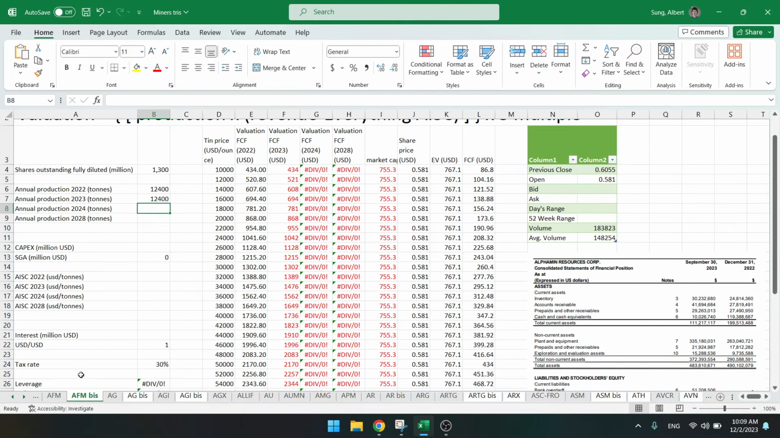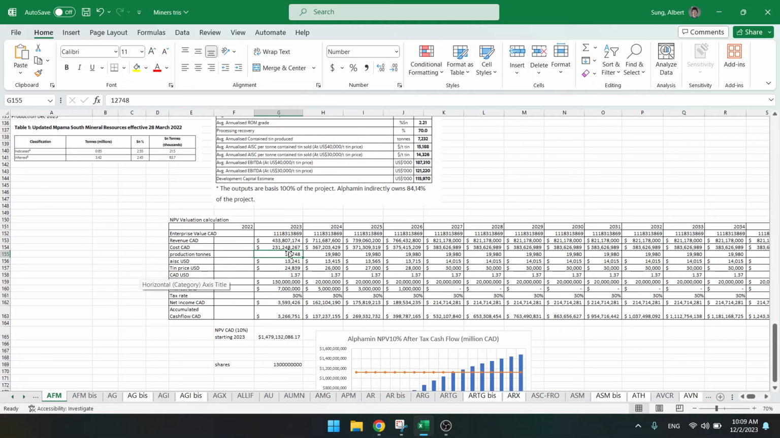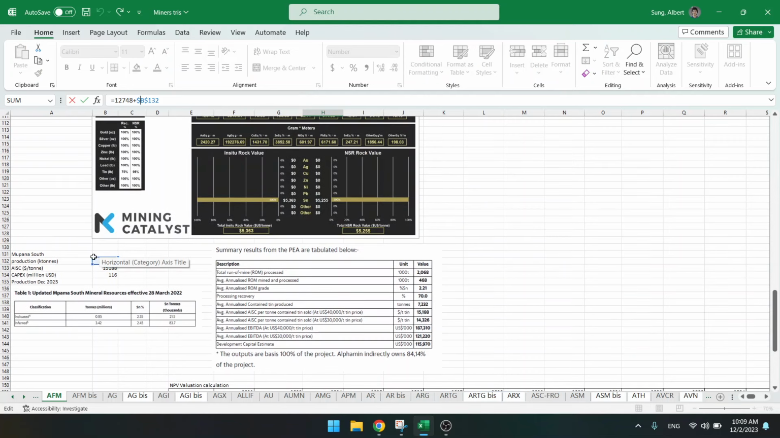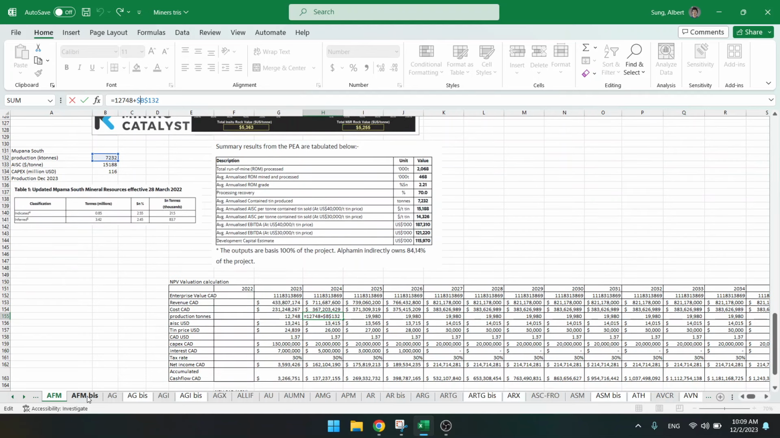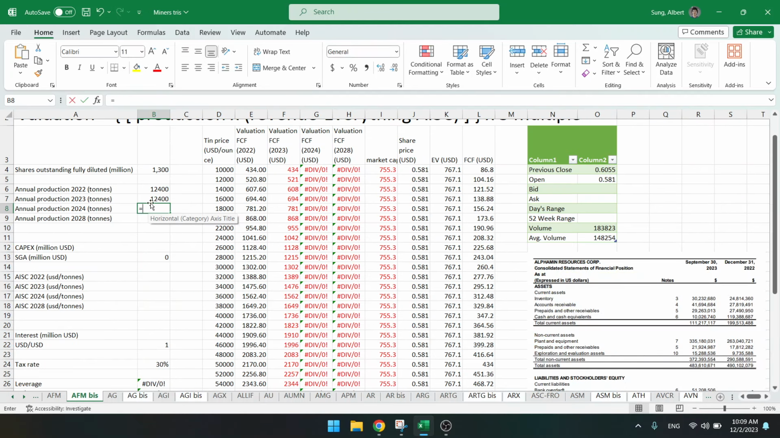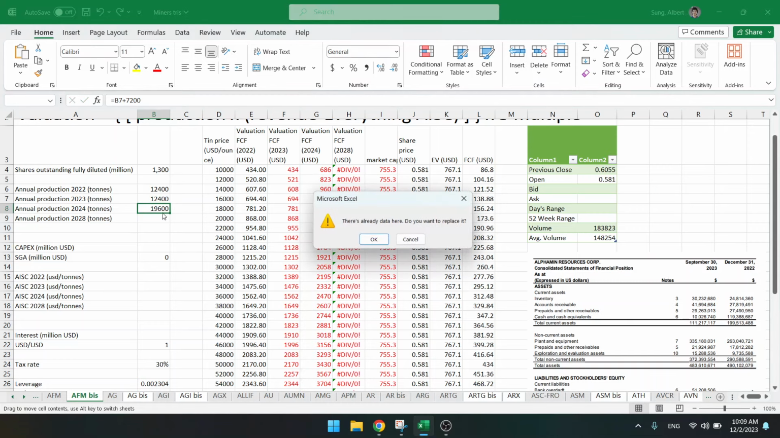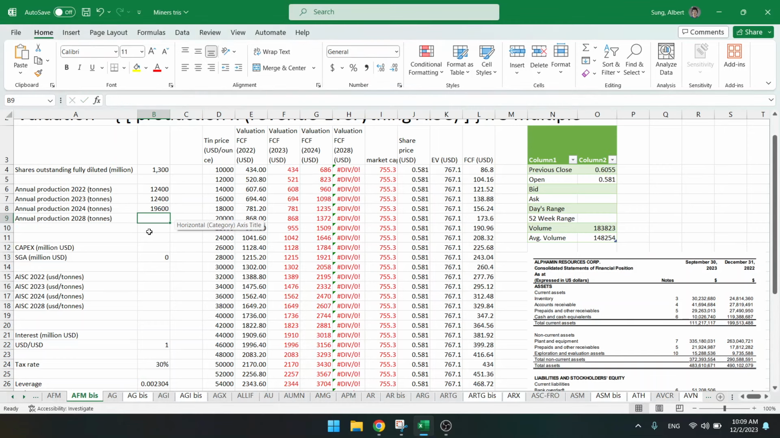Now I know that they are building the second mine, and that will add another 7,200 to that. So this is this plus approximately 7,200. So that's for next year. So that will give the following production.